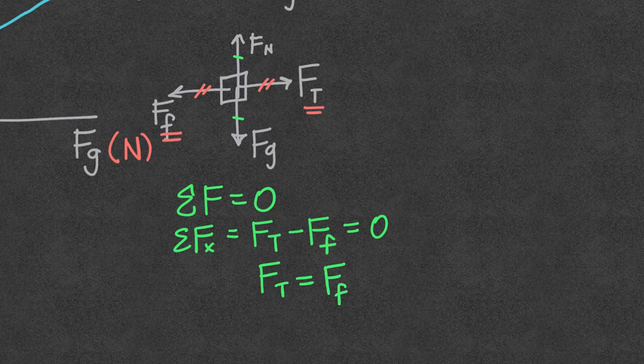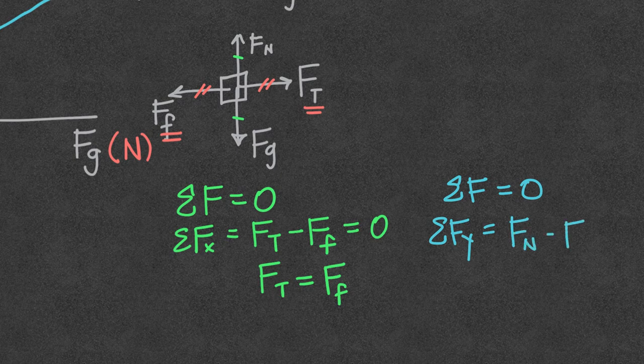If I do the same thing for the y direction, summing the forces vertically, it's also in equilibrium, so balanced. The sum of the forces in the y direction would equal the normal force, which is up, minus the weight, which is pointing down, equals 0, which means that the force normal is equal to the weight.